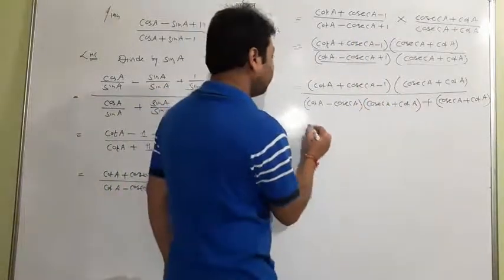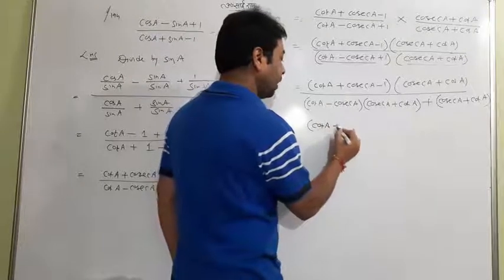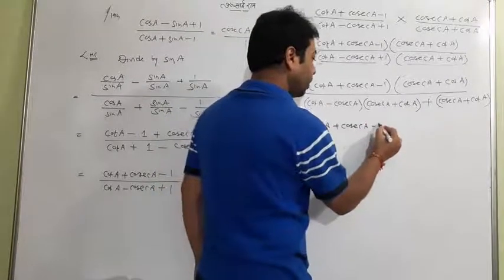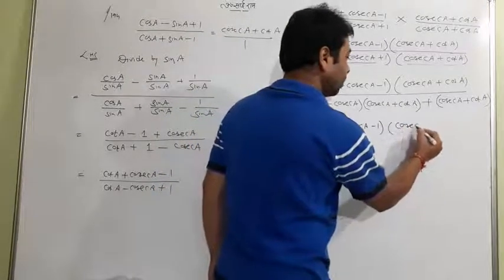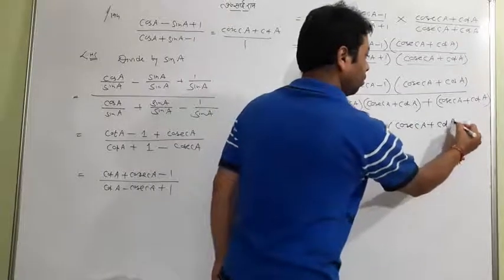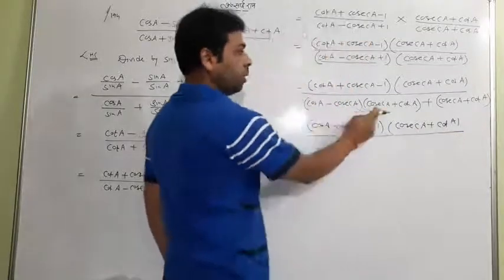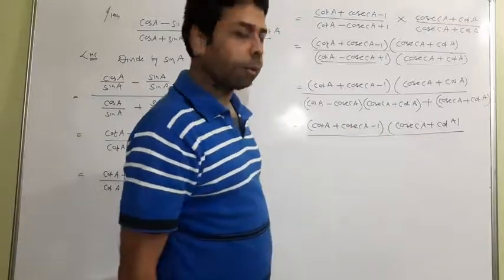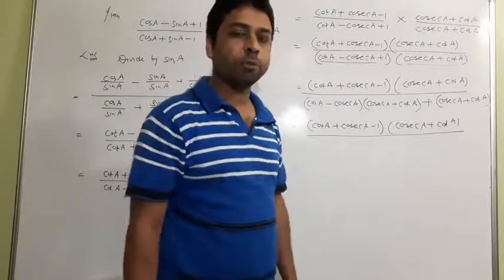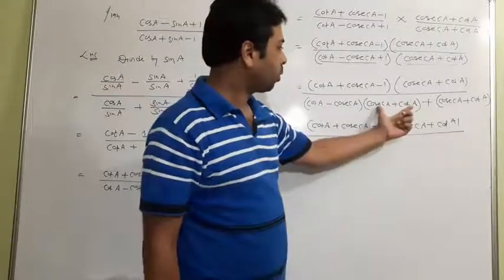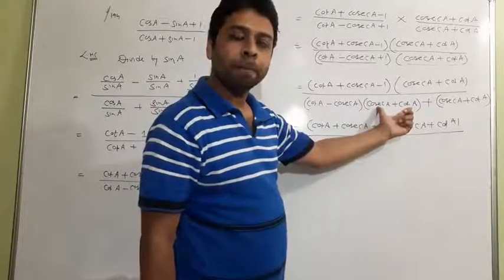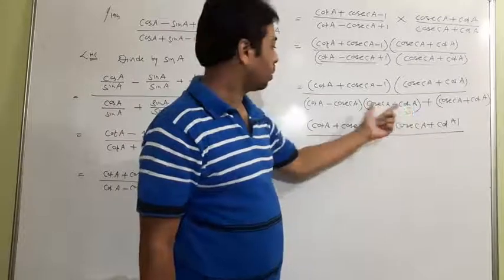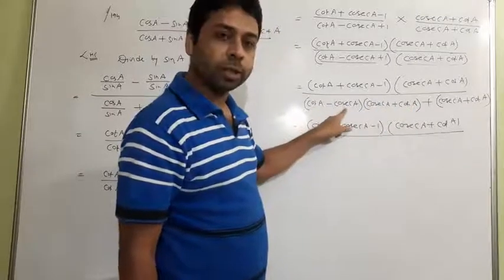Now I'll multiply the denominator side. I'll keep the numerator as it is. You understand? How these two will multiply is the major thing you have to resolve in this problem. Look at cosec A plus cot A. It is cosec A plus cot A, and it is cot A minus cosec A.